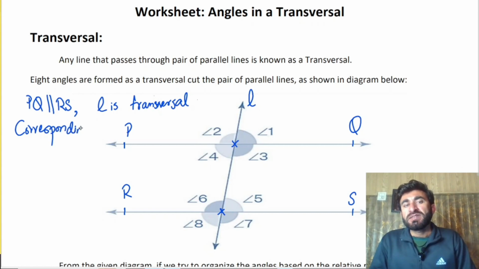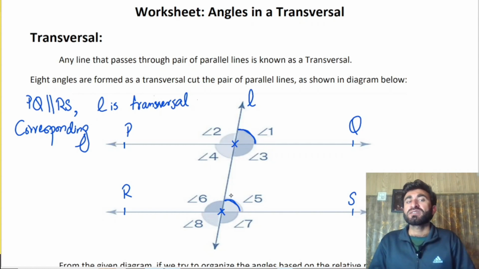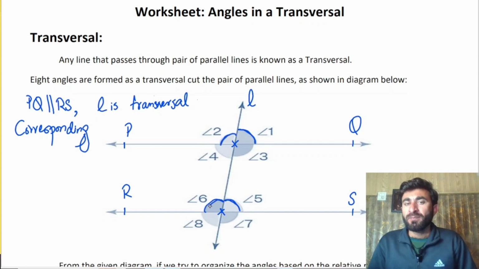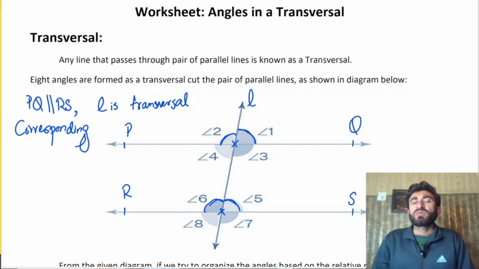The angles which are located at the corresponding positions, the same positions, are corresponding angles. Like there is angle 1 and below it there is angle 5. Both are located at the same position at the two lines. So these types of angles are known as corresponding. So 1 and 5 are corresponding. Similarly 2 and 6 are corresponding. And there are two other pairs of corresponding angles as well.